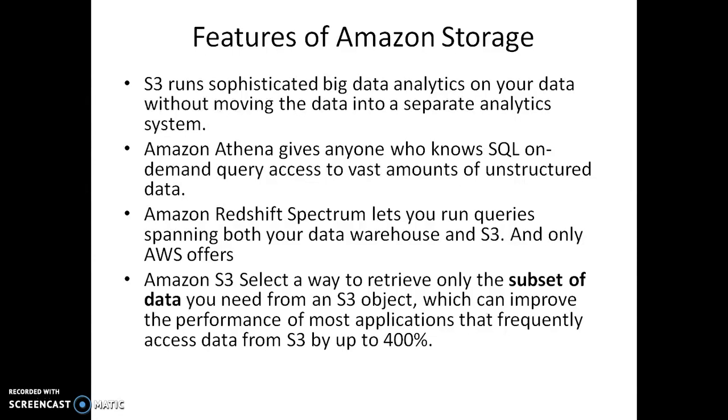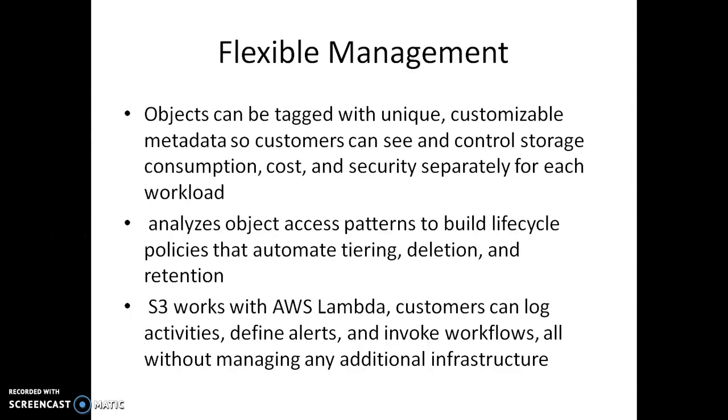Then you have Amazon Redshift Spectrum, which lets you run queries spanning both your data warehouse and S3. And this is a feature which is offered only through Amazon. It's purely from Amazon, of course. Then Amazon S3 Select is a way to retrieve only the subset of data you need from an S3 object, which can improve the performance of most applications that frequently access data from S3 by up to 400%.